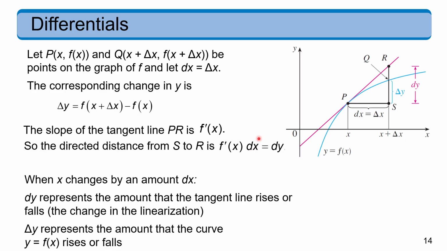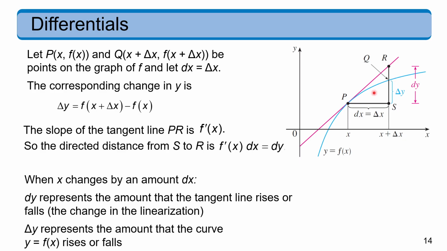So we start with point P having x coordinate x, which means the y coordinate would be f of x. So if this is x on the x-axis, point P would be directly above that on our curve of f. Then we move, in this case to the right, a distance delta x, and we find the corresponding point on the function, the blue curve. So the x coordinate is now x plus delta x, which means the y coordinate would be f evaluated at that x value, x plus delta x. So point Q is right here.